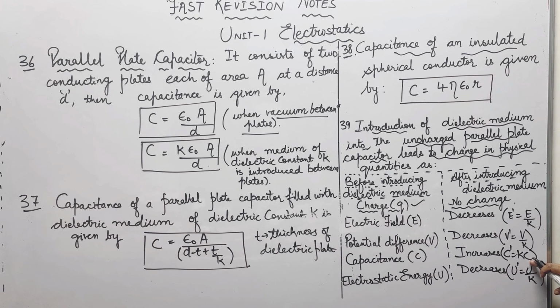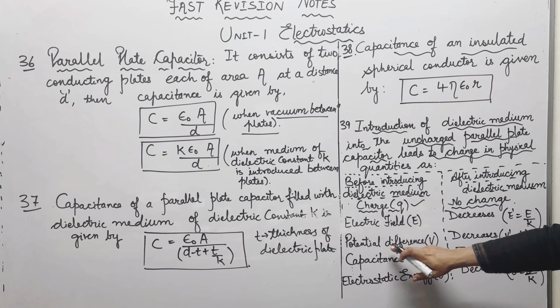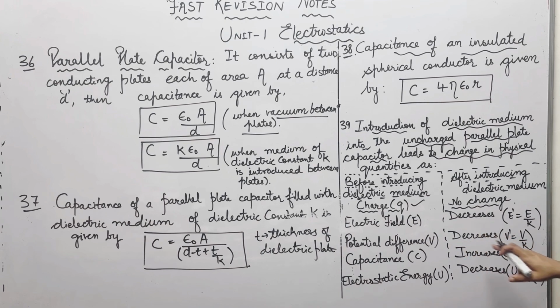So you have to keep in mind, you have already learned these formulas. The only thing to be seen is whether the K is coming in the numerator or the denominator. So potential difference decreases, and electrostatic energy also decreases.